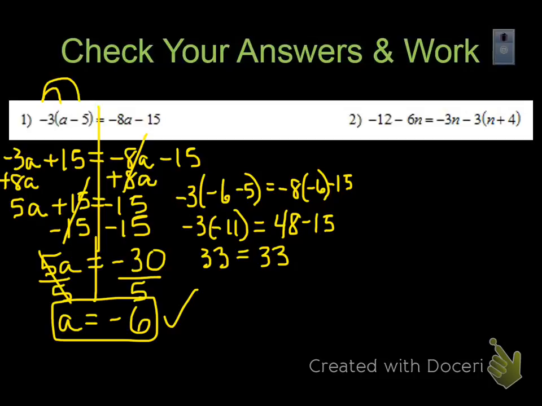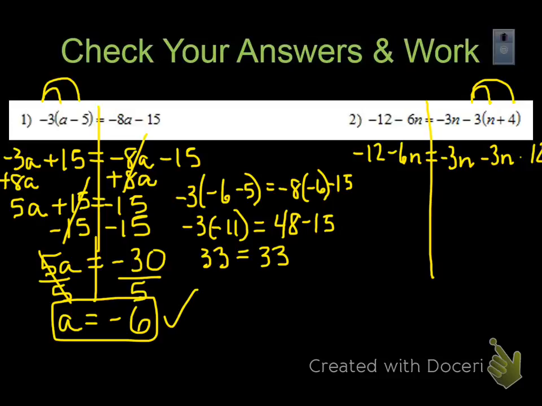All right, on to number 2 here. You should have drawn your line, gotten rid of those parentheses by distributing that negative 3 to the n and to the 4. So on the left-hand side, negative 12 minus 6n stays there. There's nothing to combine. On the right-hand side, negative 3n, this would be minus 3n minus 12. Okay? So again, on the left-hand side, nothing to combine. On the right-hand side, I see that I have a negative 3n and a negative 3n that I can combine, and that equals negative 6n. I still have that minus 12.